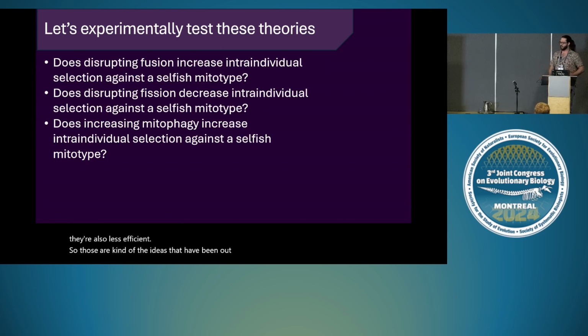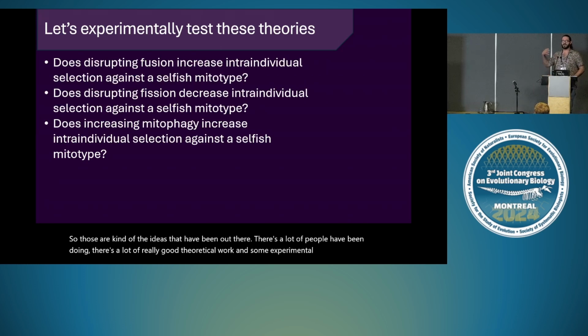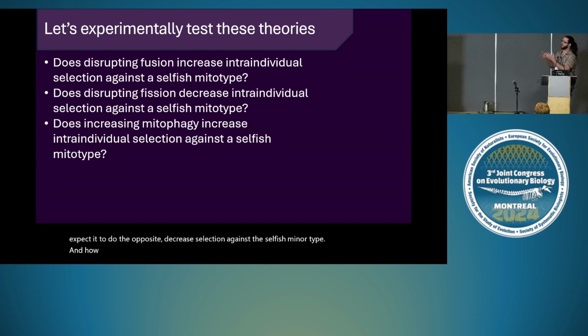There's a lot of really good theoretical work and some experimental work. But I wanted to really directly test these ideas. And so there's 3 questions we're going to be going through throughout these slides. How does disrupting fission affect selection against a selfish mitotype? You can see the prediction is that it'll increase it. Disrupting fusion, we expect it to do the opposite, decrease selection against the selfish mitotype. And in this case, we're going to increase mitophagy to see if that can help to select against the selfish mitotype.